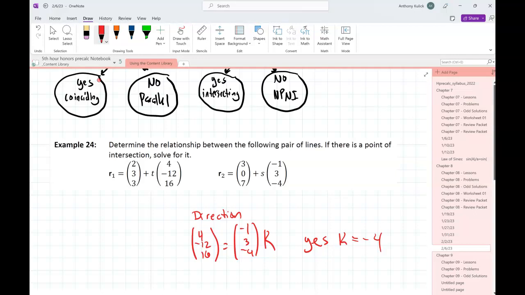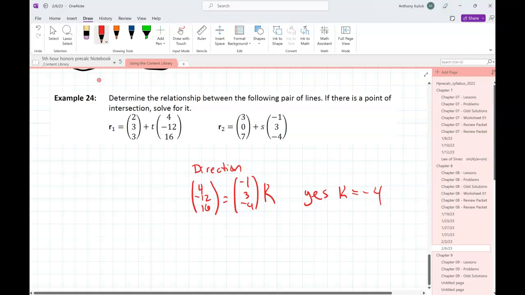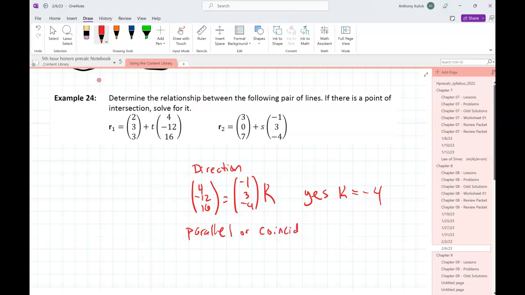-4 times 3 is -12. -4 times -4 is 16. Do I have to write anything out there? Not really, right? Like that's something you can see by inspection. If you need to write it out, though, please do so, right? You're just solving each equation for k, each line separately as its own separate k, and making sure they're all the same thing. So we know that they are either parallel or coinciding. So that's where we're at.